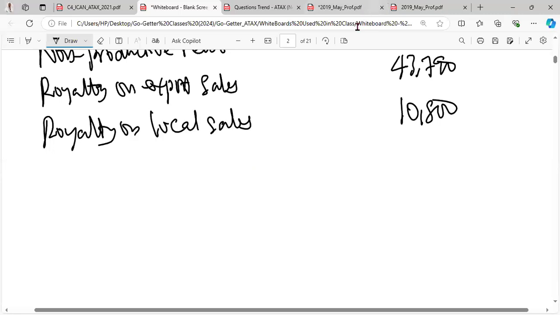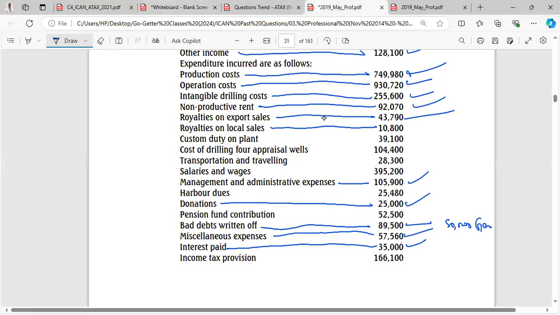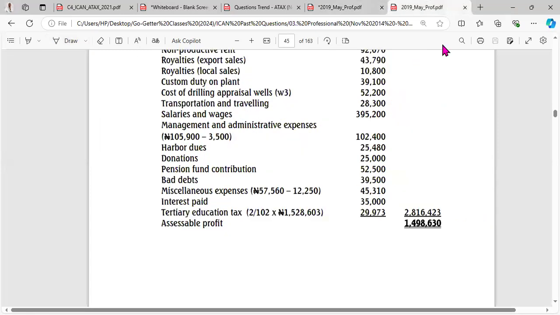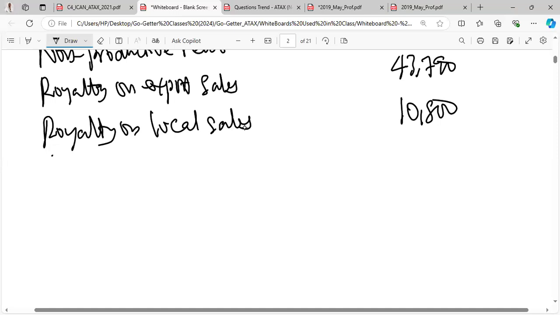Okay, the next one now, custom duty. Custom duty on plant. Custom duty is allowable, 39,100. Let's see. Custom duty is allowable. I just needed to be sure. Custom duty, 39,100.